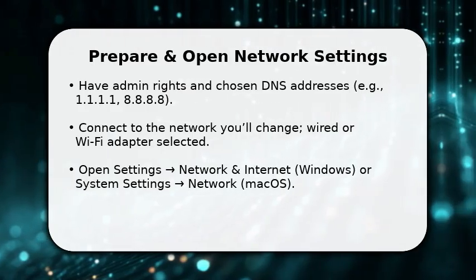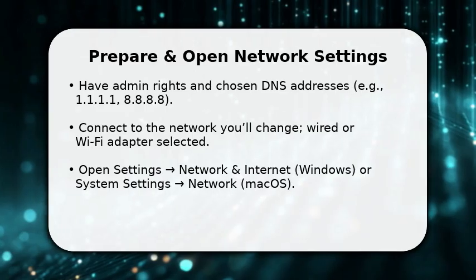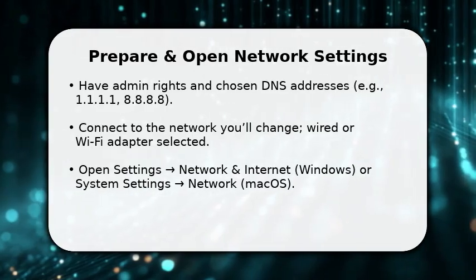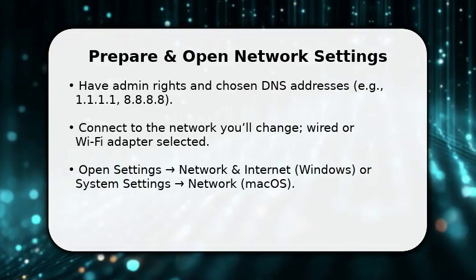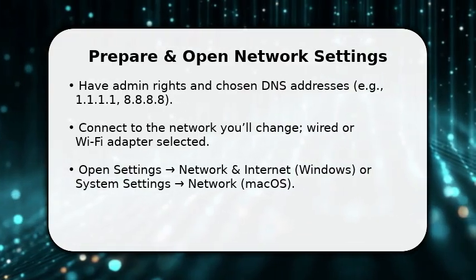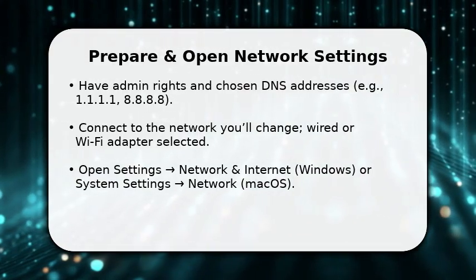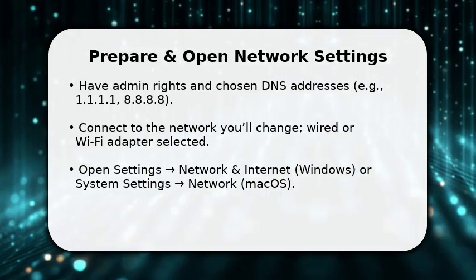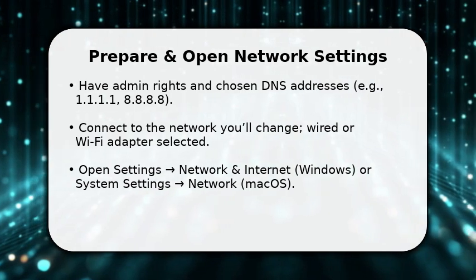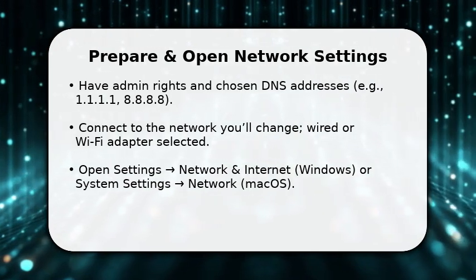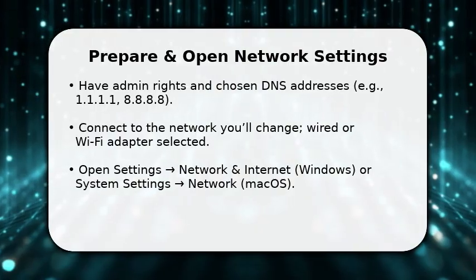On Windows, click Network and Internet, then change adapter options. On macOS, pick the active interface in System Settings. Select the adapter you use, then open Properties or Details and find the IPv4 DNS fields. This first step switches from automatic to manual DNS entry, so you can paste primary and secondary addresses. It's the core action that begins the change.